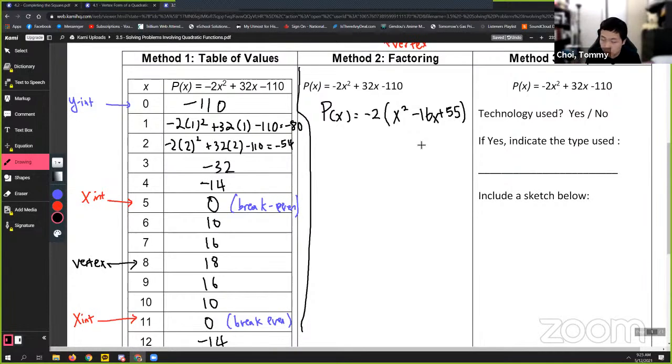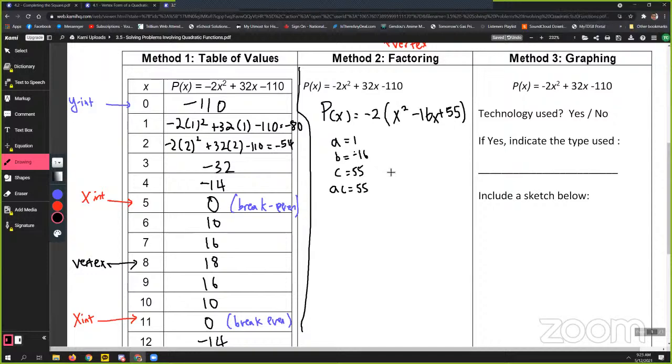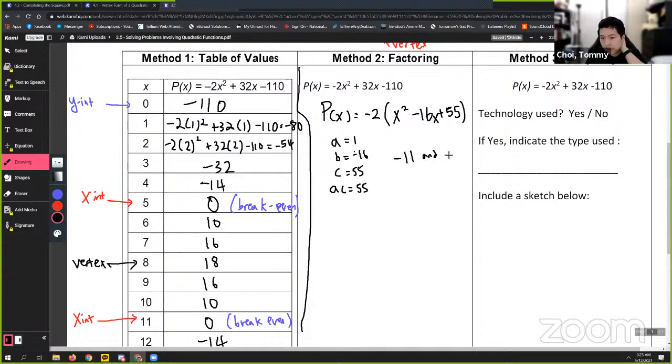Now that the a value is 1, right? We can just use our simple product sum. And so a is 1, b is -16, c is 55, AC is 55, and we think, what are two numbers that add to -16 but multiply to 55? -11 and -5. -11 and -5, right? -11 plus -5 is -16. -11 times -5 is positive 55.